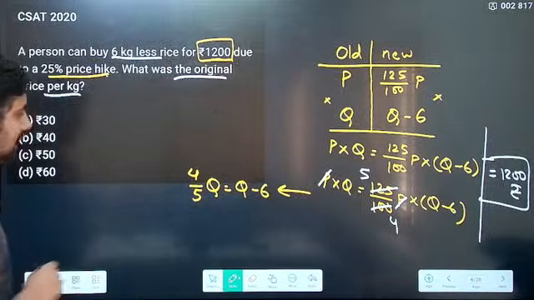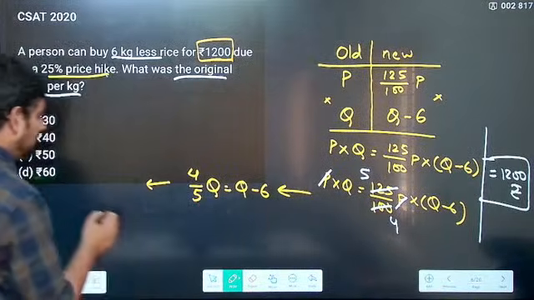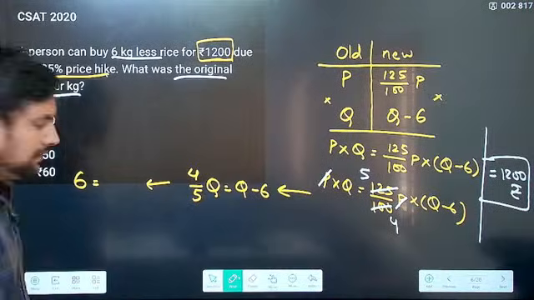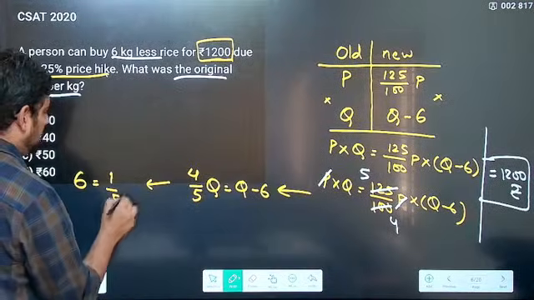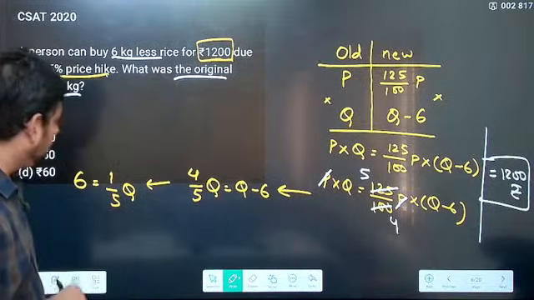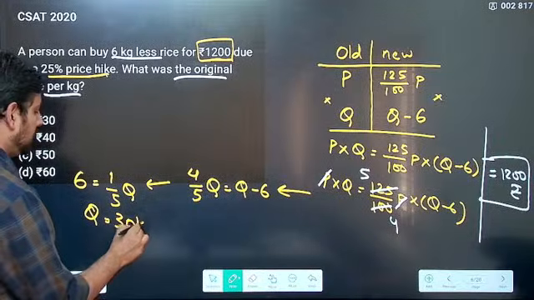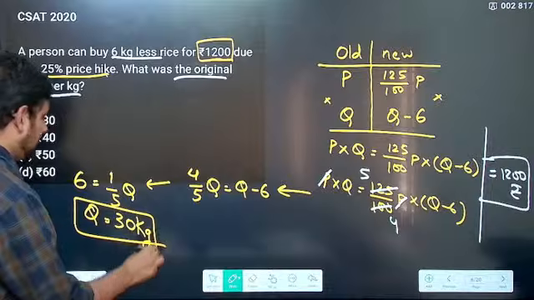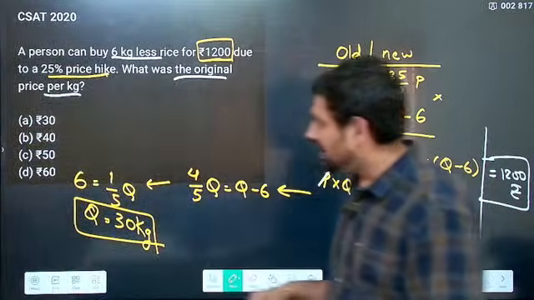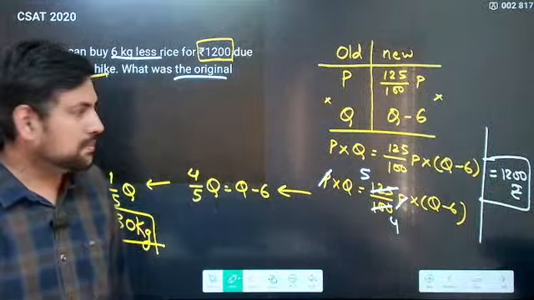Fine till here? Then you can send 6 here and 4 by 5 Q there. So this becomes 6 is equals to Q minus 4 by 5 Q, which is 1 by 5 Q. Correct? Q minus 4 by 5 Q. Then Q becomes what? 5 into 6, that is 30 kg. This is not the answer. This is not the answer. What it is asking you? It is asking you in terms of rupees. What was the original price per kg?